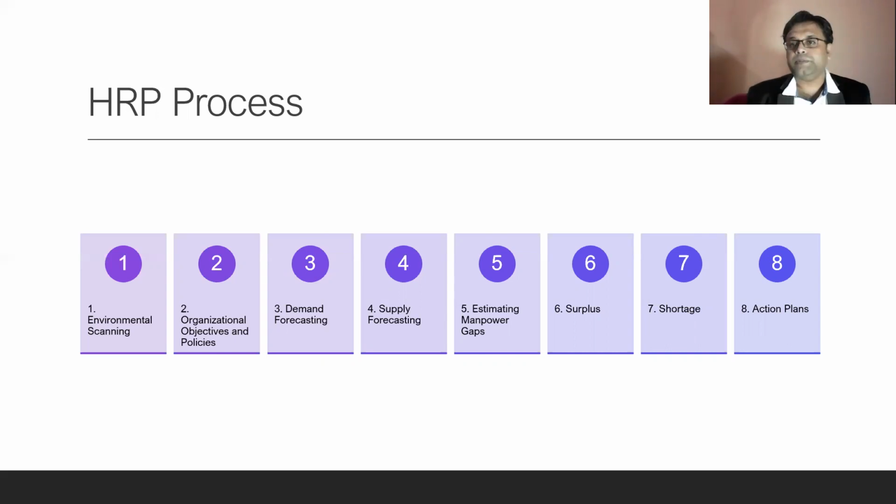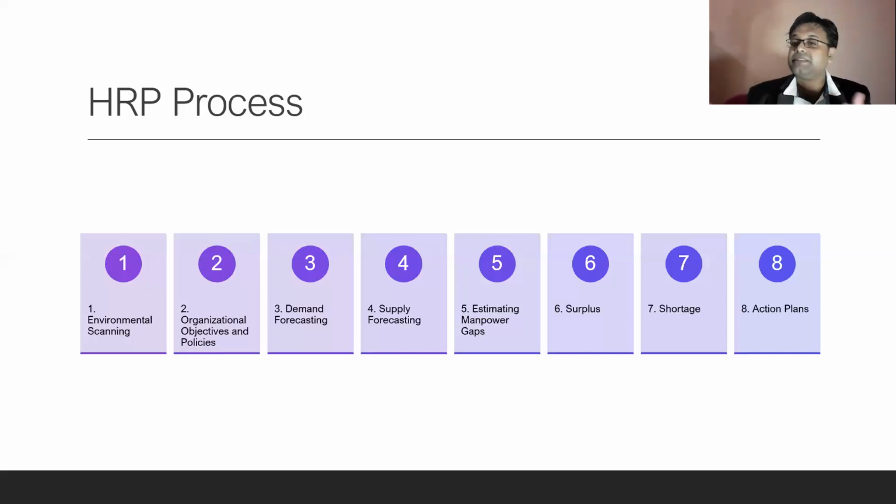Next one is the organizational objective and policies. What is my organizational objective? What do you want to do within the next 6 months, 1 year, 2 years? Based on that, we will be planning for the human resources. We will have a demand forecasting, that is how many people will be required. Then we will check the supply forecasting, that is how many people you can get. The next one is estimating the manpower gap.